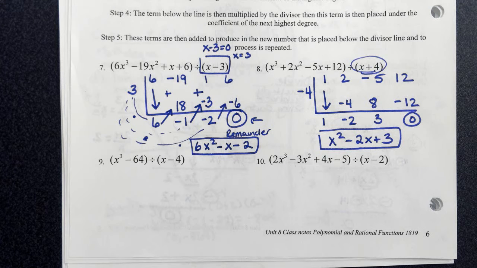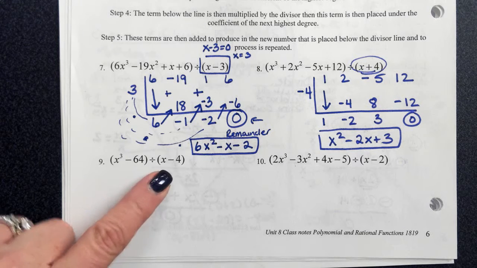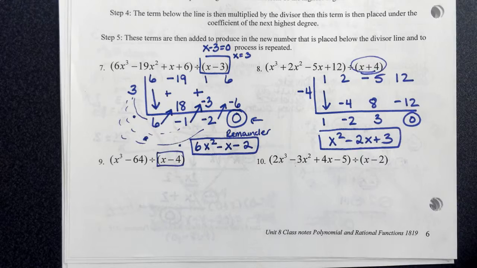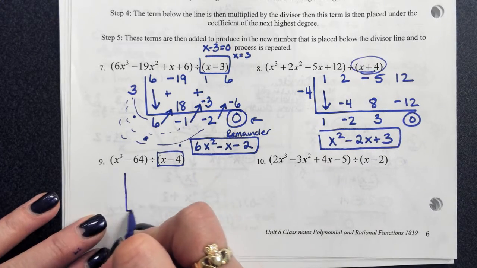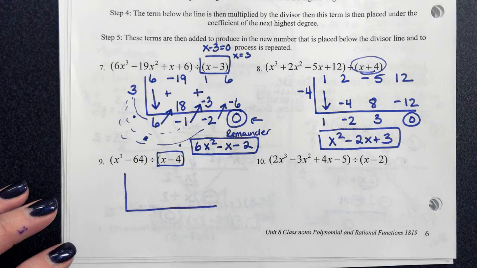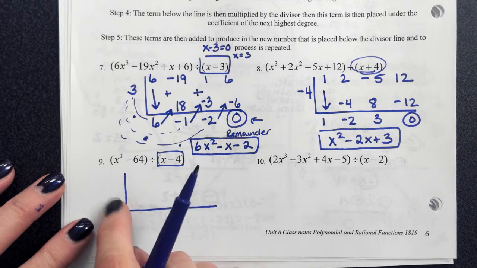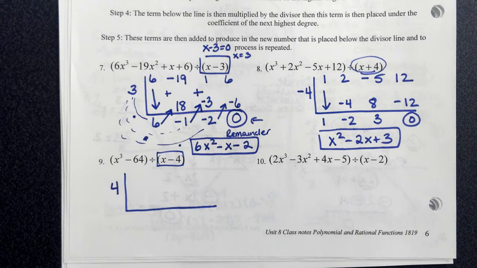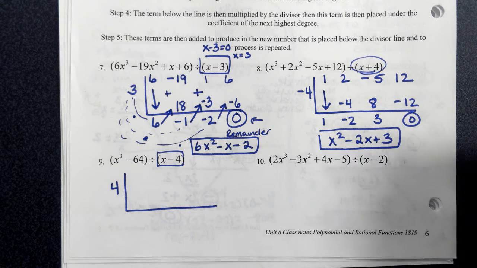Now let's take a look at number 9. Okay. Are we allowed to use synthetic division? Yes, because you're dividing by an x plus or minus a number. So here's my half rectangle. What number is going to go in the front of my rectangle here? 4. Now notice what you're going to place on top. You have x to the third minus 64. What variables exponents are you missing? You're missing a what? X squared and then x. So you've got to put placeholders of 0 where x to the second and x to the first would be for synthetic division to work.